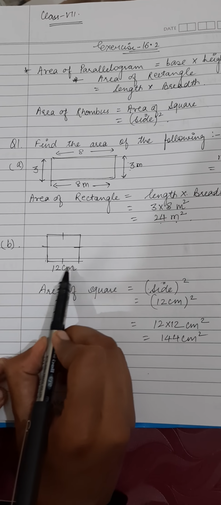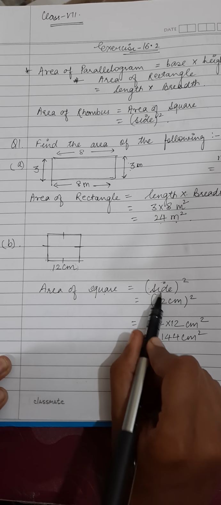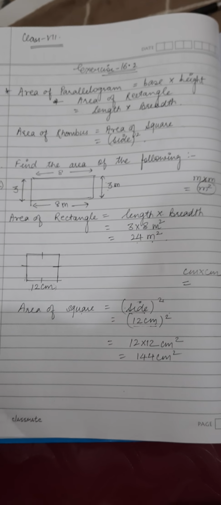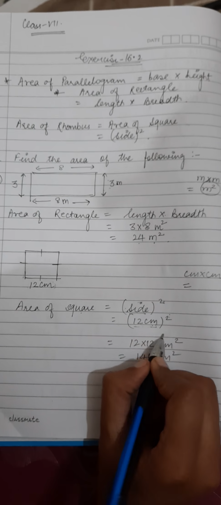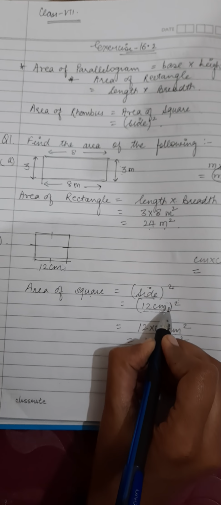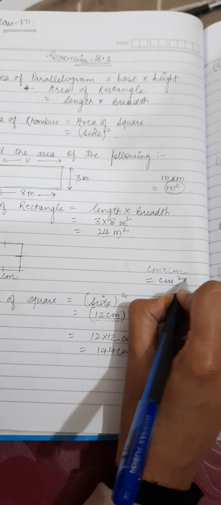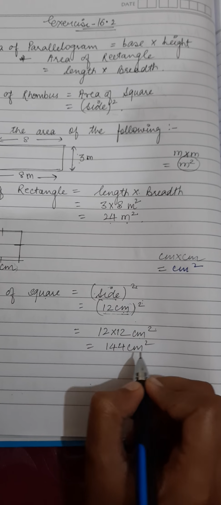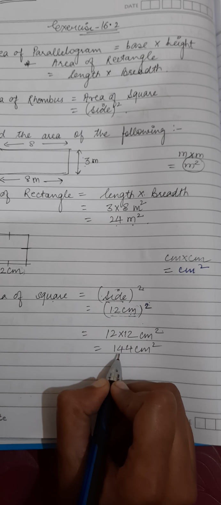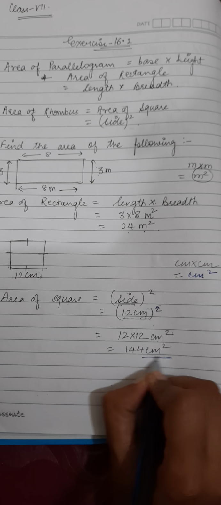This is a square. The side is 12 centimeters. And what is the area of square? That means side square. What is the side given? 12 centimeters. 12 centimeter square means I am going to multiply this 12 centimeter twice. Now this centimeter, when you multiply twice, gives centimeter into centimeter, which is centimeter square. So I'm going to keep it here, centimeter square. And 12, when I multiply 2 times, it will give me 144. So the answer of this is going to be 144 centimeter square. Please take care of the units.